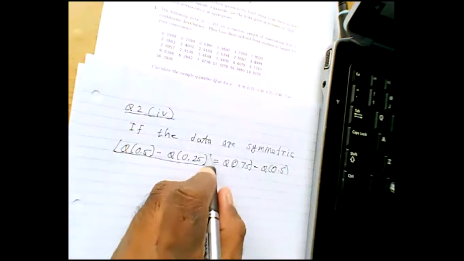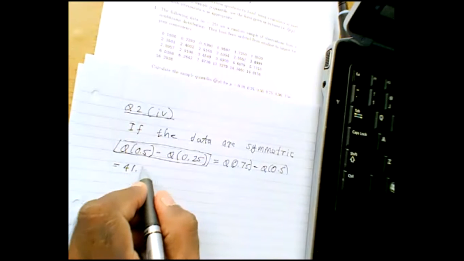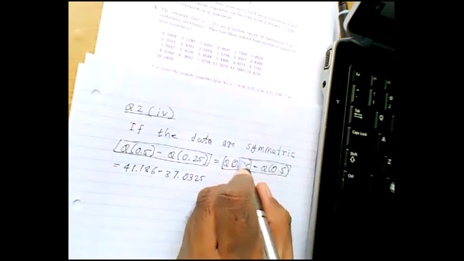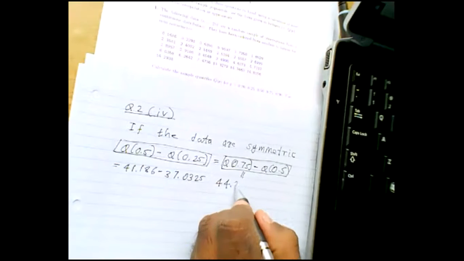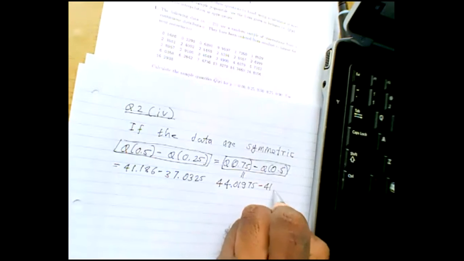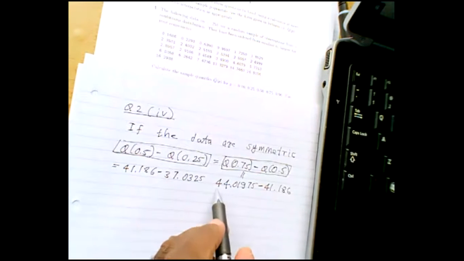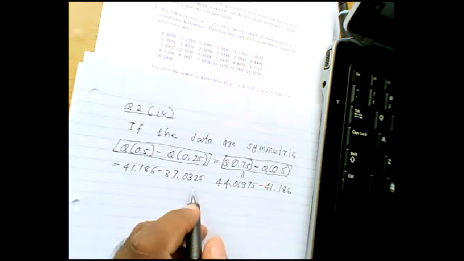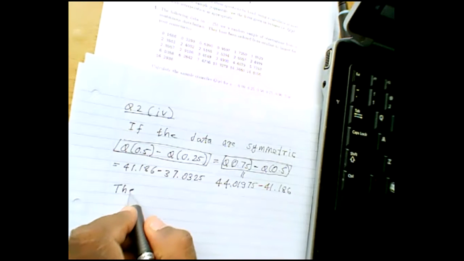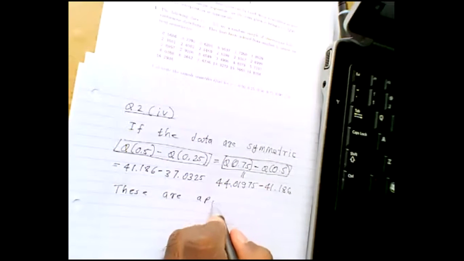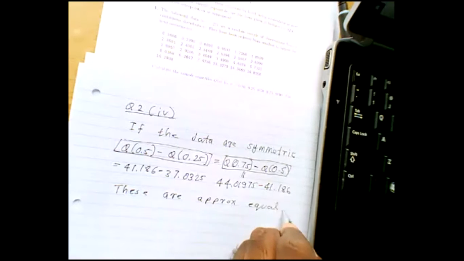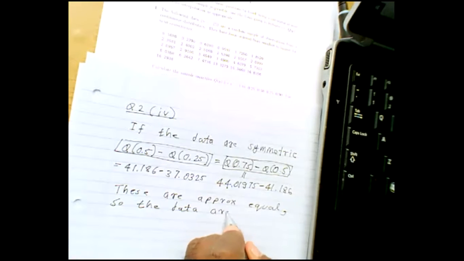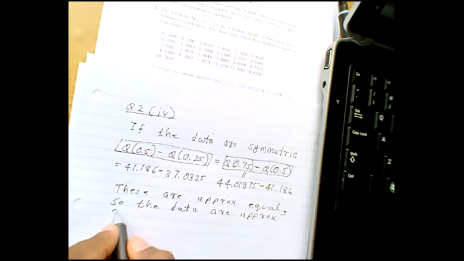Now, for the data that we just worked out, this one is equal to 41.186 minus 37.0325, and this one is equal to 44.01975 minus 41.186. If you have a calculator with you, you can compute these, and you will see that they are not too far from each other. So they are approximately equal. So the data are approximately symmetric.